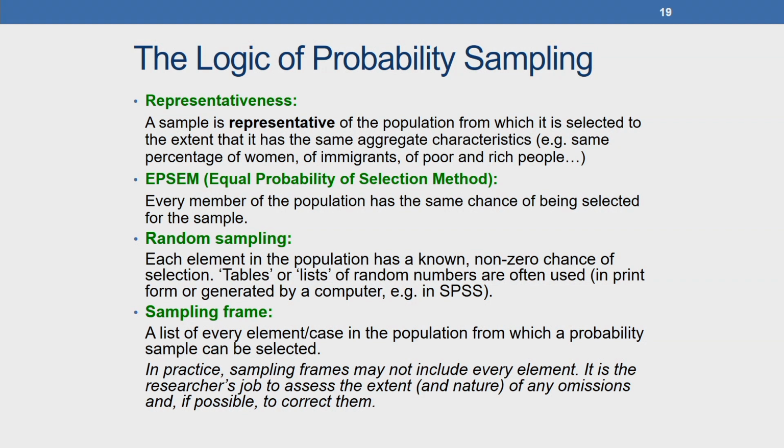So, it is a list of every element or case in the population from which a probability sample can be selected. And in practice, sampling frames may not include every element. It is the researcher's job to assess the extent and nature of any omissions and, if possible, to correct them.